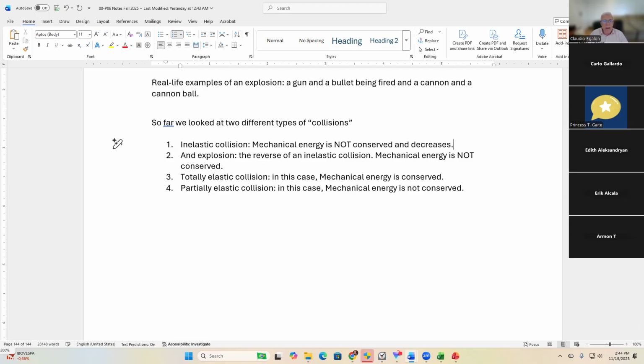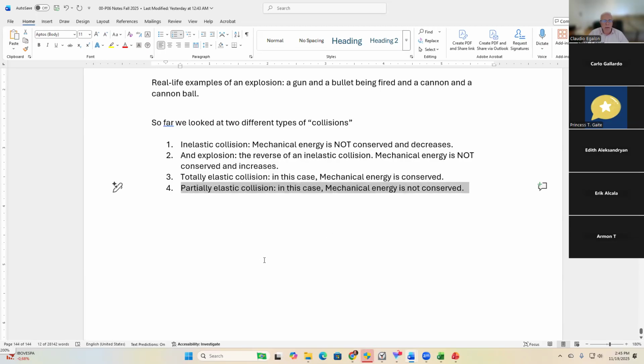In an inelastic collision, the final mechanical energy is less than the initial mechanical energy. But in the case of explosion, mechanical energy is not conserved and increases. The final mechanical energy is greater than the initial. Here, mechanical energy is conserved, which means the initial mechanical energy is equal to the final mechanical energy.